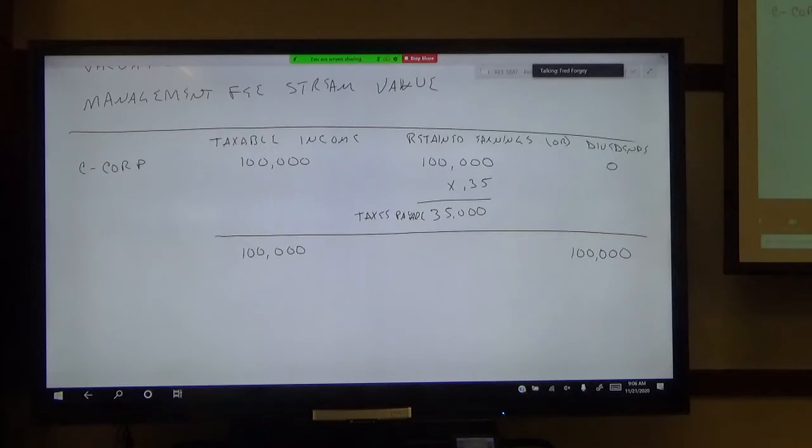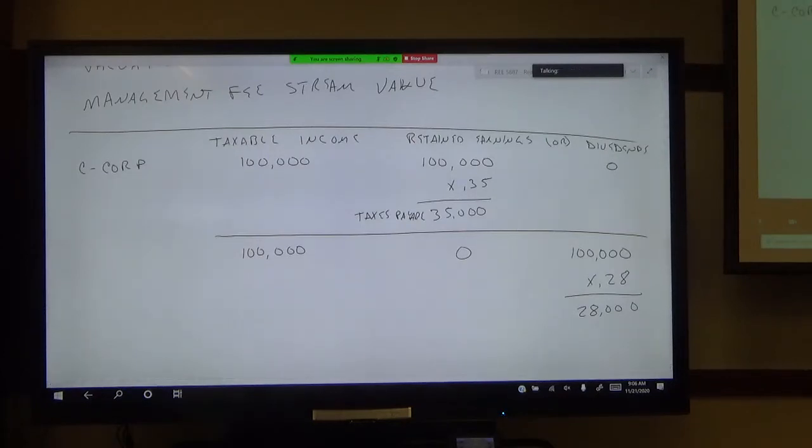Okay? The second scenario, the shareholders, if they got paid and you had $0 in retained earnings, and the shareholders, let's say that, I don't know, their tax rate is 28%. Then $28,000 would be the taxes payable by the shareholders.